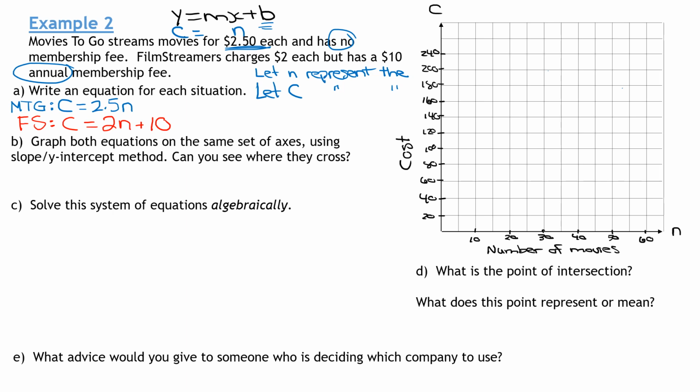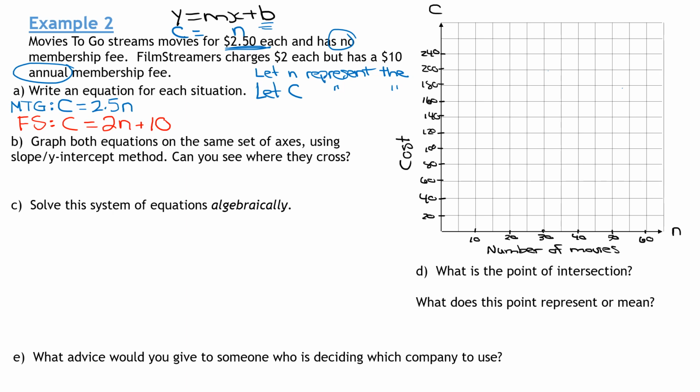We're on part B, and it says graph both equations on the same set of axes. So we've got our axes ready, and it says using the slope y-intercept method. The other method that you could use, if it didn't tell you which one to use, would be table values, right? You'd put your n here, your equation here, 2.5n, maybe pick some numbers and sub them in, 20, 30, get some values, and graph them. But we're going to graph this using the slope y-intercept method, which is faster as long as we're pretty good at this, which we should be by now.